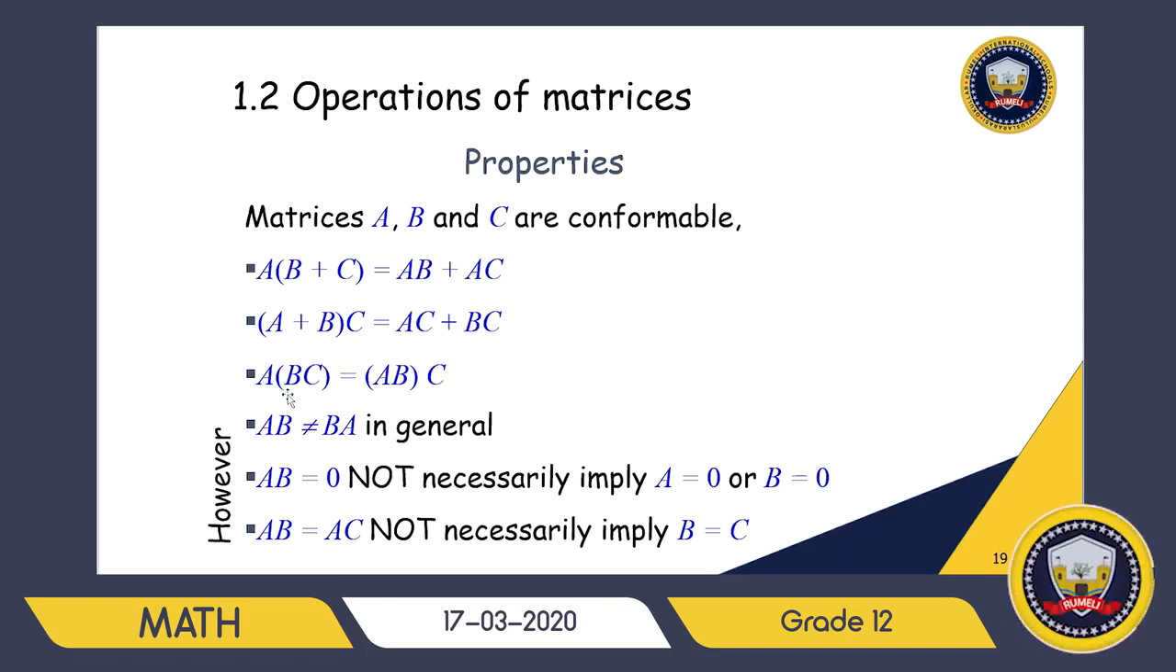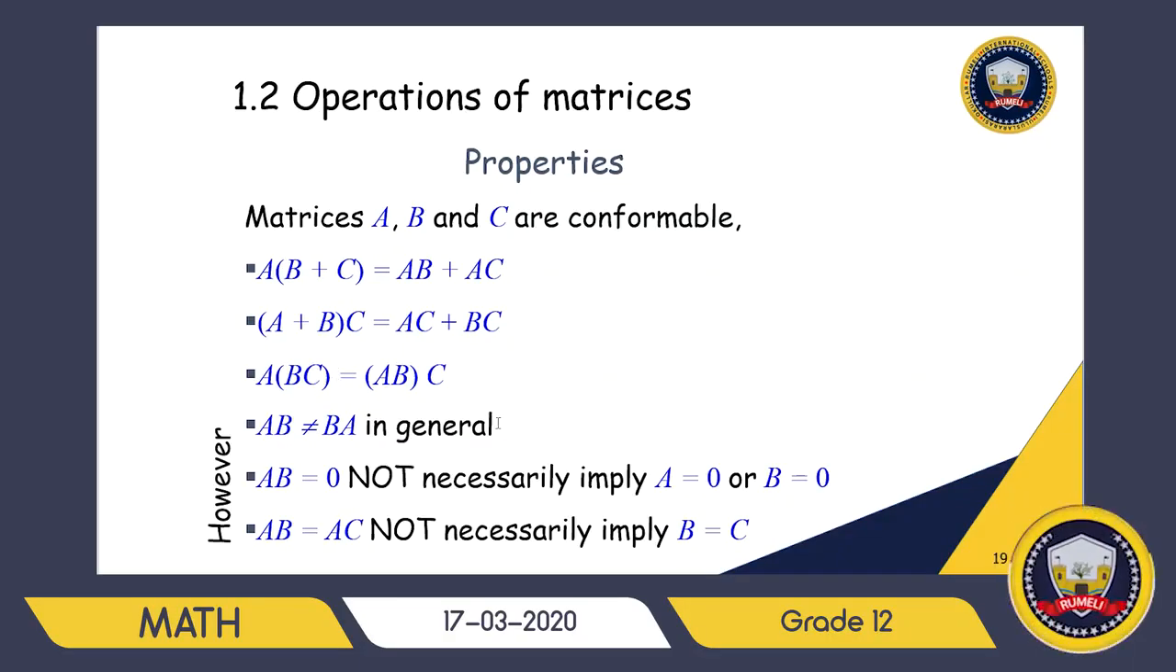The third one is, if we have the multiplication of three matrices, we can say A multiplied by BC equals AB multiplied by C. And if we do some examples of this with numbers, we can prove that this property is very important when we have more than two matrices.